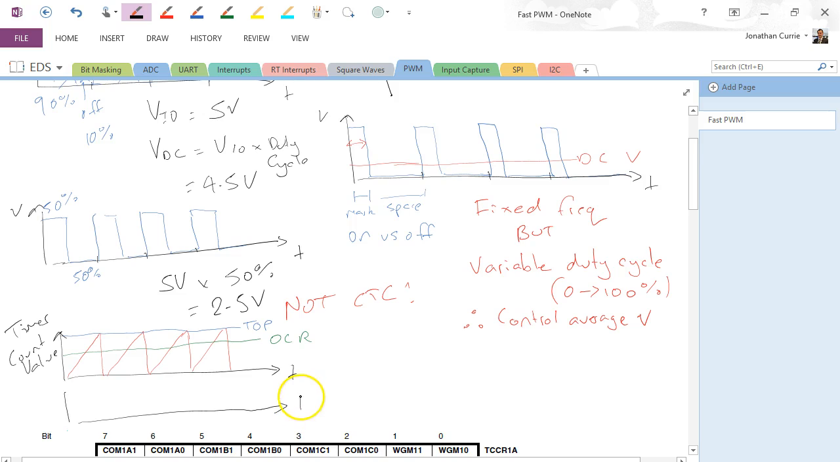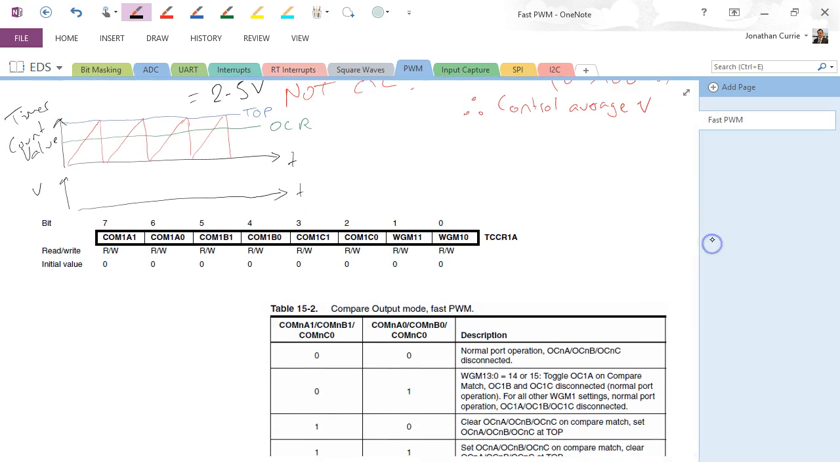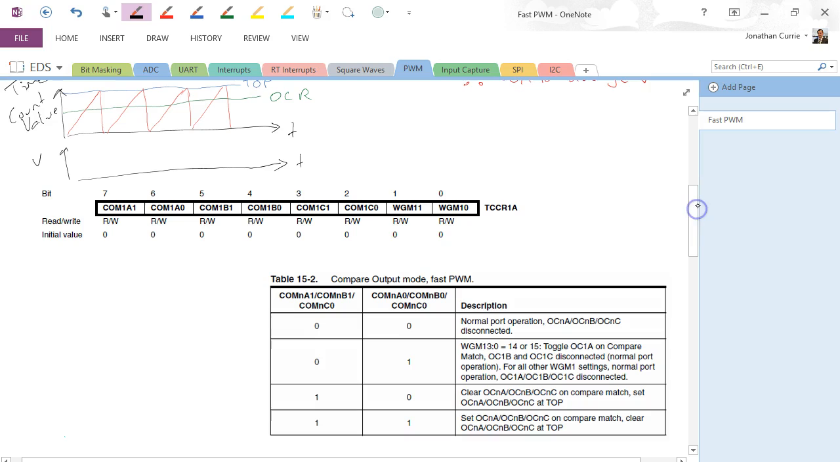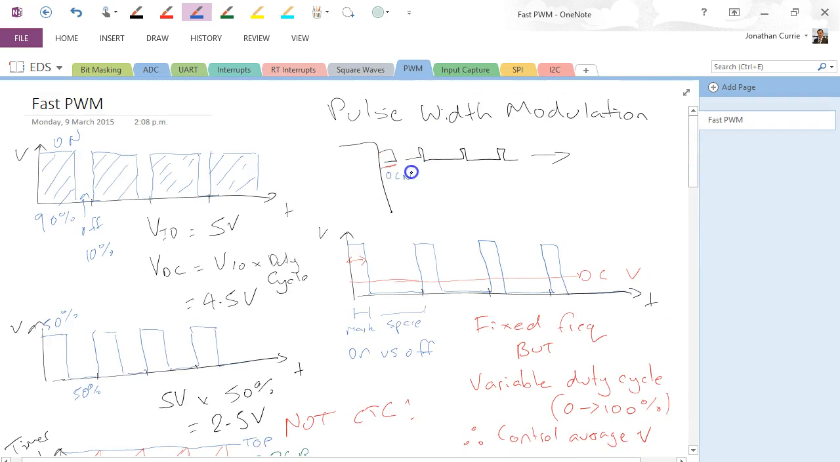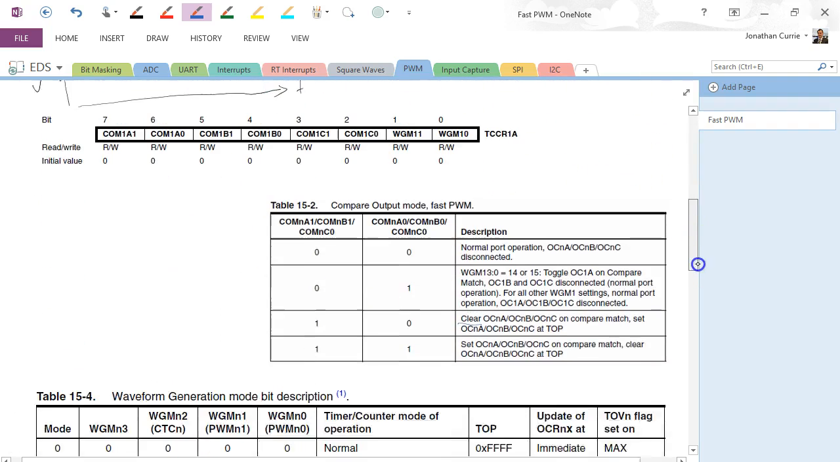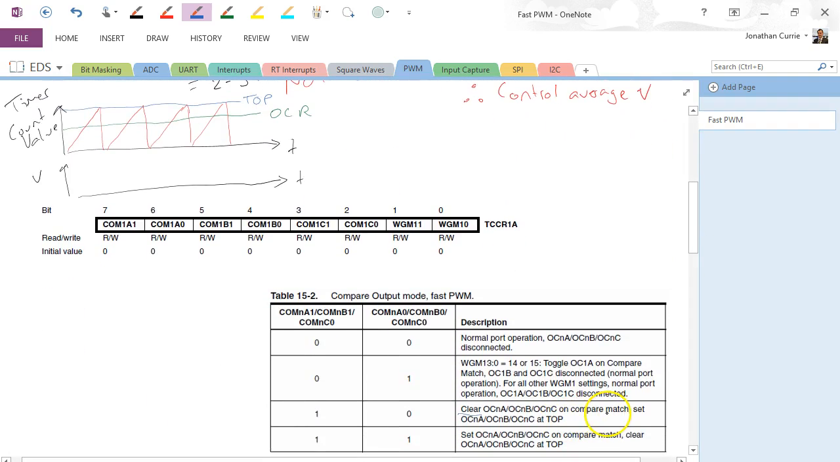On our pin, time versus voltage, we have a number of modes that we can operate in. We can operate in clear, so this mode here, clear, OCnA, so that's that pin. So remember, OCnA is this pin here, OCnA, for example, or B or C. We've got 3 channels. On compare match, so that's a compare match between OCR value and the timer count value, set on top, or we can set on compare match and clear on top. So the only difference between these two is inverting the way it works.